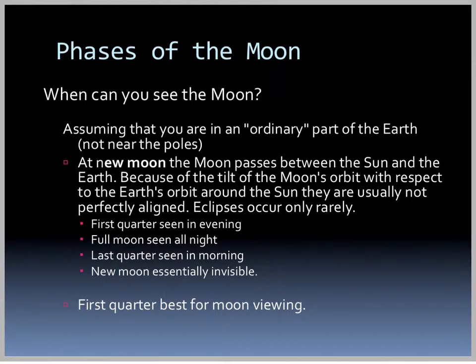So when can you see the moon? Assuming that you're in an ordinary part of the Earth, not near the poles. At new moon, the moon passes between the Sun and the Earth, but because of the moon's orbit with respect to the Earth, they're usually not perfectly aligned, so eclipses occur only rarely. First quarter is seen in the evening, a full moon is seen all night, last quarter moon is only seen in the morning, and a new moon is essentially invisible. If you ever want to use a telescope to view the moon, first quarter is the best for looking at the moon.